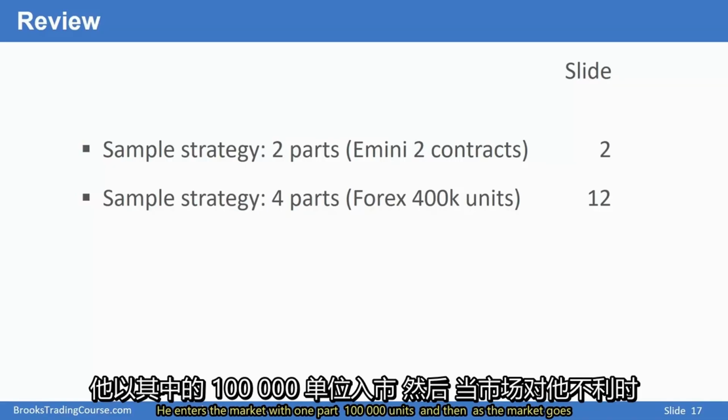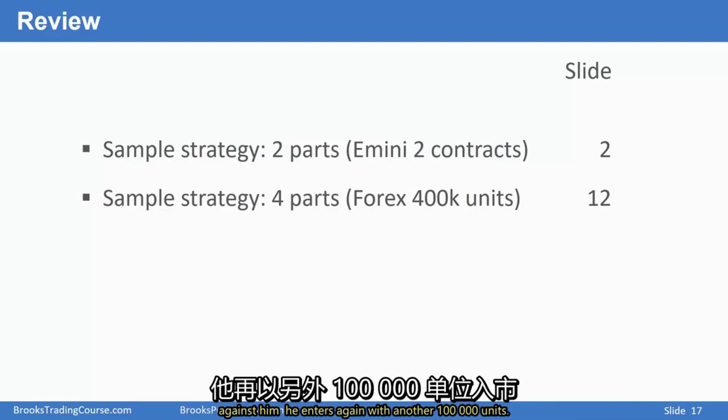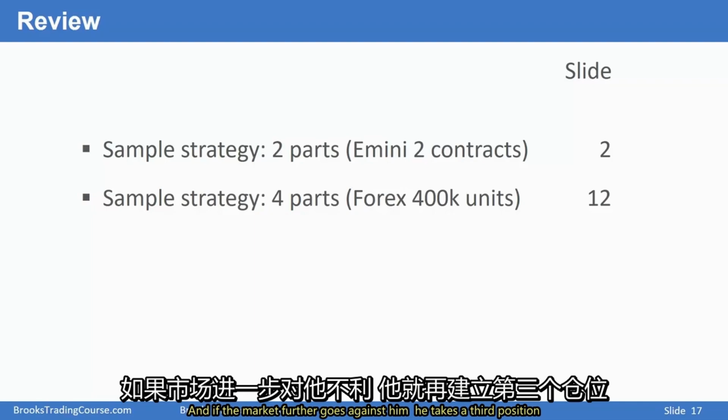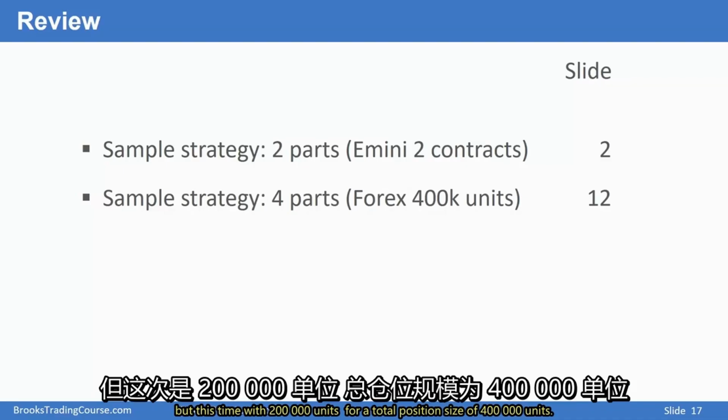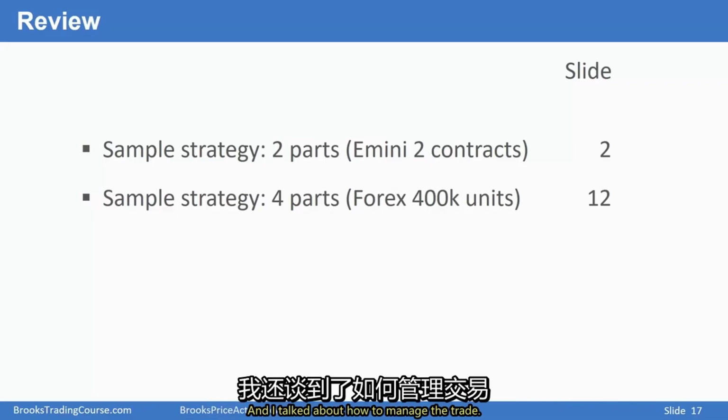He enters the market with 1 part, 100,000 units, and then as the market goes against him, he enters again with another 100,000 units. And if the market goes further against him, he takes a third position, but this time with 200,000 units, for a total position size of 400,000 units. And I talk about how to manage the trade.